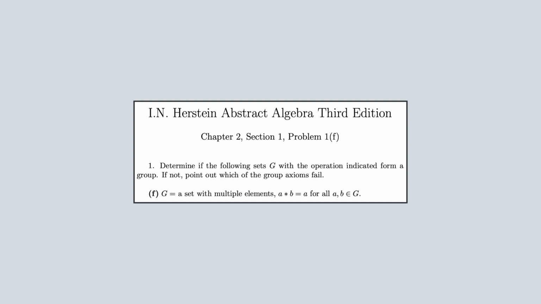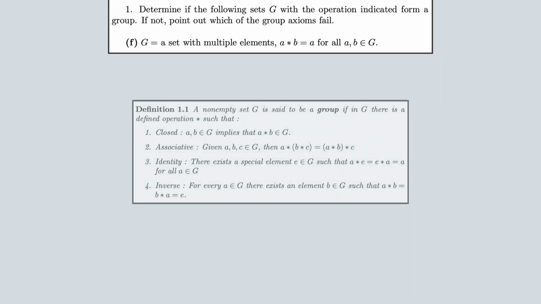So our set here is going to be any set with multiple elements, and our operation is A star B equals A. The question is asking us to look at the four axioms of a group: closed, associative, identity element, and inverse, and check if they hold or not. If all four hold, this is a group. If one or more of them fails, this is not a group.